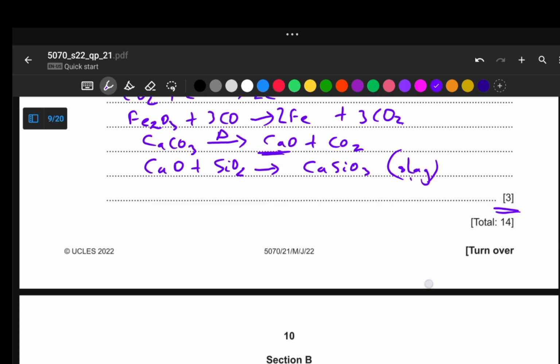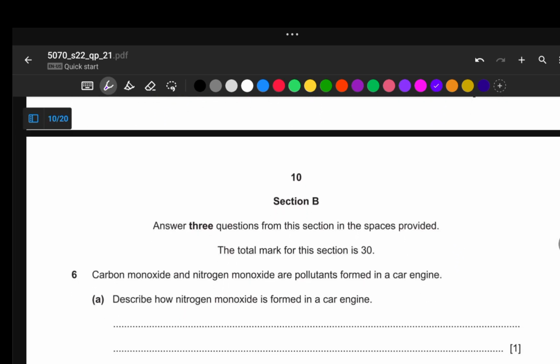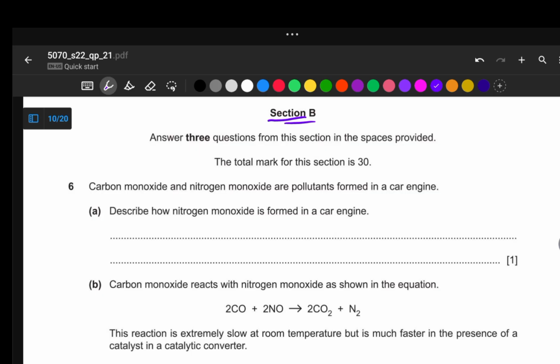So we proceed to section B. We are now on section B. In section B, we are required to answer any three questions. Section B says carbon monoxide and nitrogen monoxide are pollutants formed in the car engine. Describe how nitrogen monoxide is formed in the car engine.